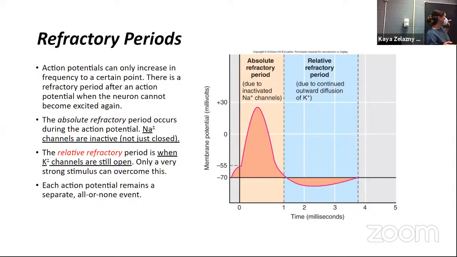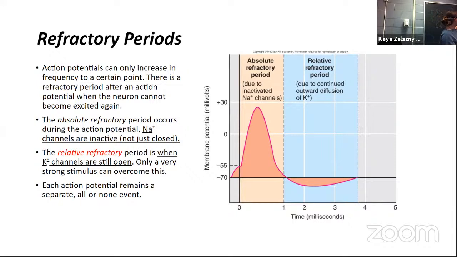So we're going to talk about two things: the absolute refractory period and the relative refractory period. The absolute refractory period, you want to think of as the absolutely not period, right? Absolutely, there will not be another action potential during this period. The relative refractory period, as you might guess, probably not going to have an action potential here. You'd need a really strong stimulus to overcome it.